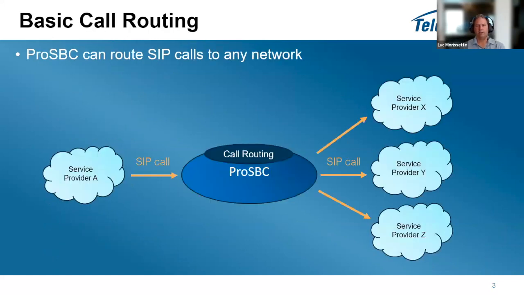So if I start with the basic call routing for ProSBC, since ProSBC supports SIP calls, you can get SIP calls from service providers. Any service provider connecting to the ProSBC can send a call. And when the call is received in the device here, there's a call routing function that is used to decide where to route these calls. And then according to what is decided in the call routing, it will be sent to the different service providers here.